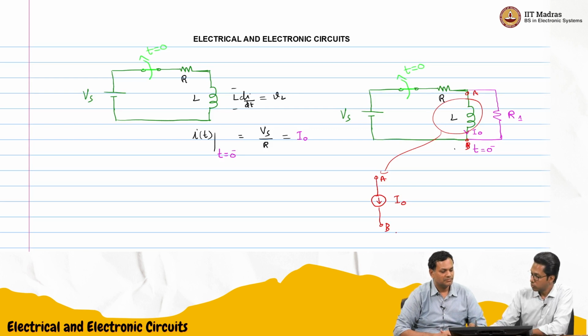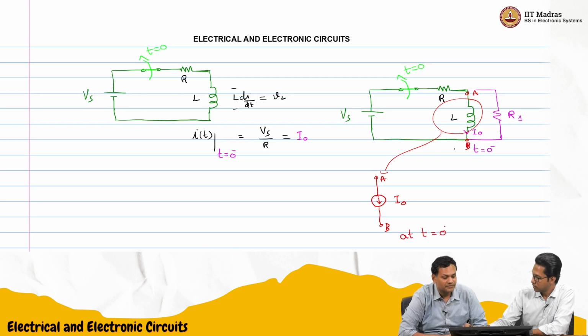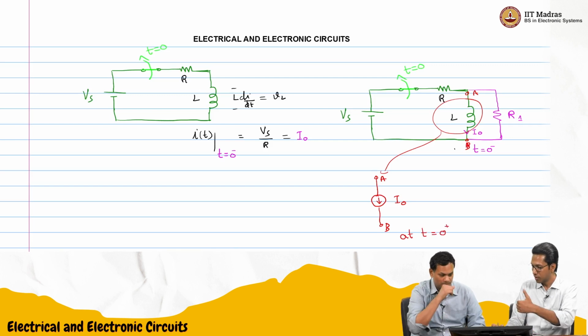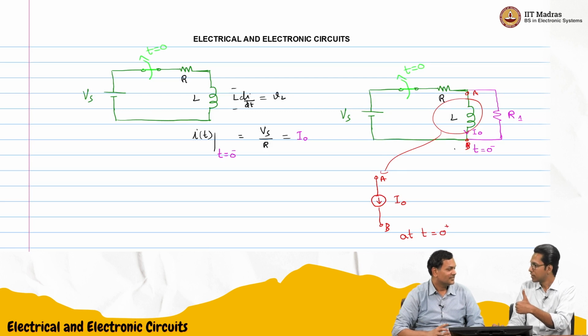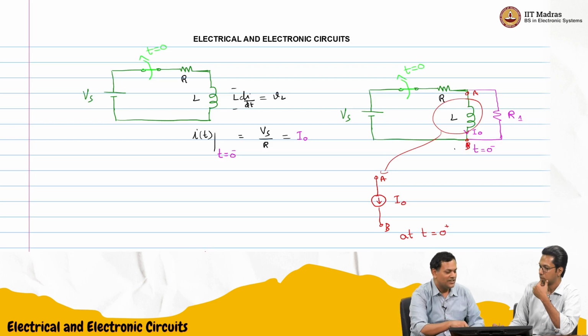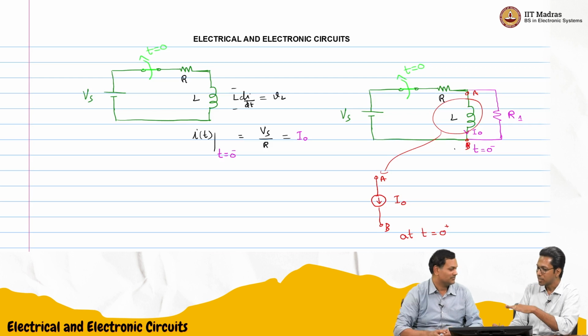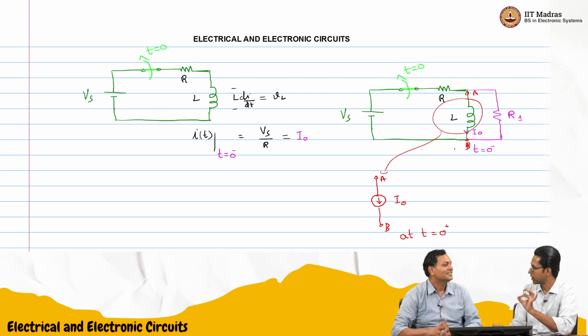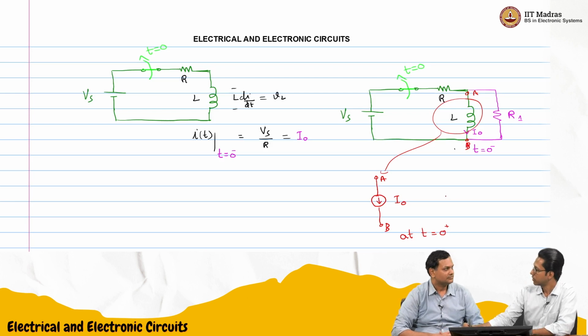So this is valid only at t equal to 0 plus. Whatever was there at 0 minus will continue at 0 plus. But from then onwards, if I want to analyze, you have to use either time domain differential equations or the Laplace domain. So this will only give you the instantaneous values as soon as you have changed the state of the network. So basically you are capturing that initial condition.